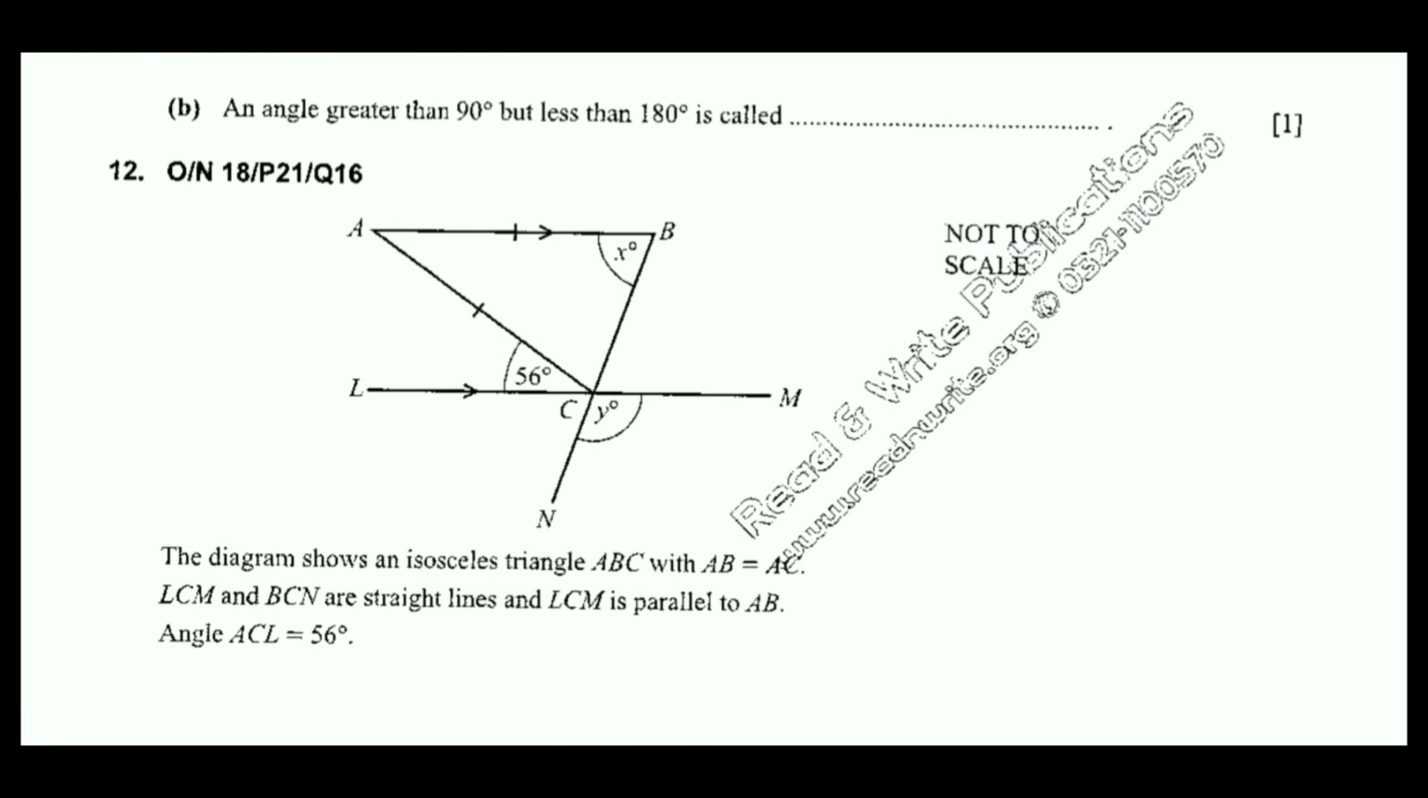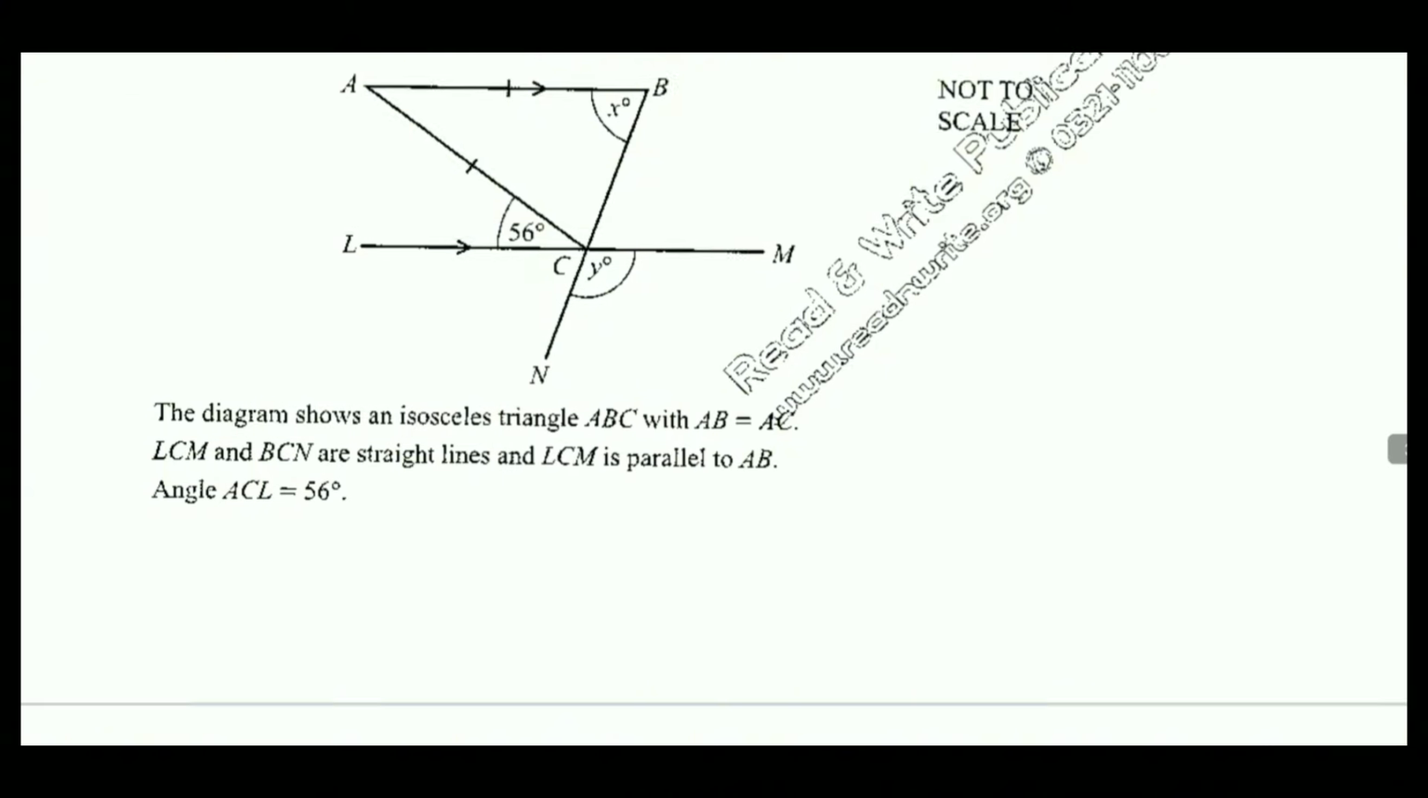Question number 12. The diagram shows an isosceles triangle ABC with AB equal to AC, and these two are straight lines. LCM is parallel to AB. Angle ACL is equal to 56. We have to find x and y.